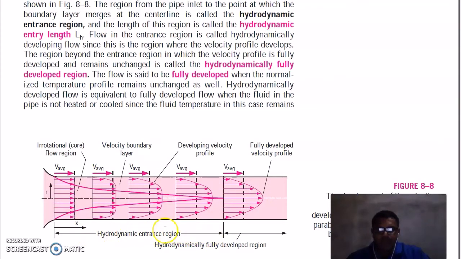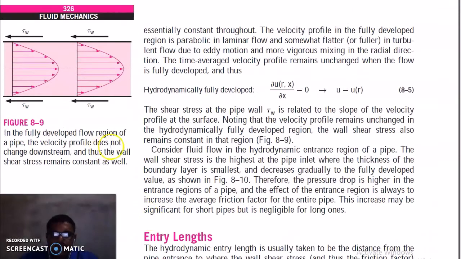Flow in the entrance region is called hydrodynamic developing flow, since in this region the velocity profile develops. The region beyond this is called the hydrodynamic fully developed region. The flow is said to be fully developed, so beyond this the profile will be the same. The velocity profile in the fully developed region is parabolic in laminar flow and somewhat flatter in turbulent flow due to eddies.